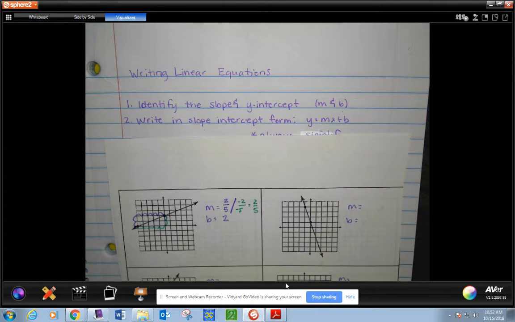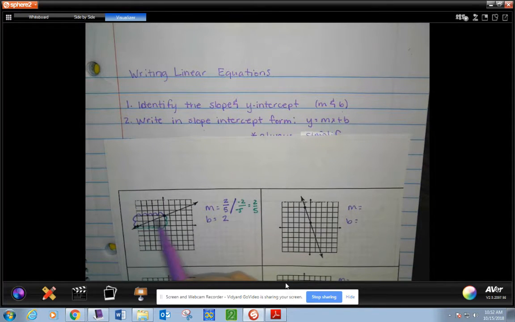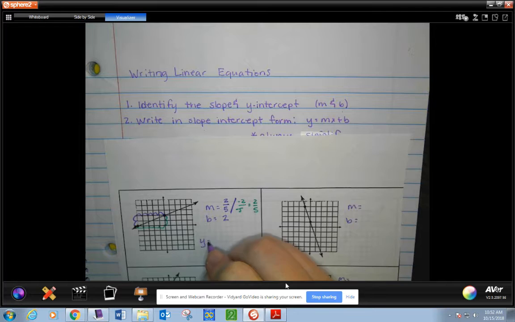Before I finish plugging in this problem and getting my answer for step 2, writing in slope-intercept form, check yourself. This line is going uphill. Did we get a positive slope? If you got a positive slope, you probably have this right. So all you have to do is y equals, plug in your m, which is 2/5, keep the x, and your b is a positive 2, so plus 2.